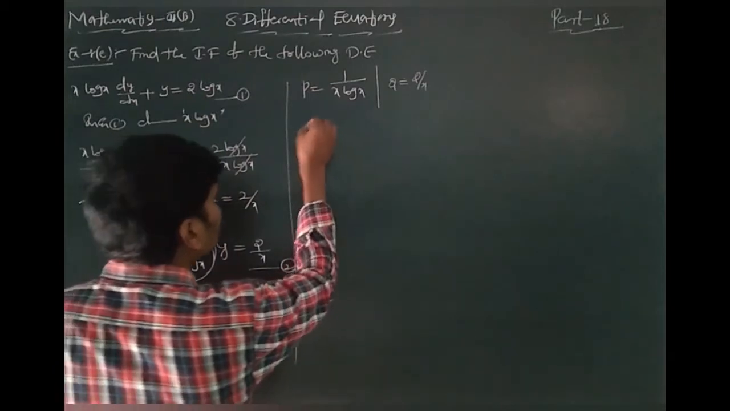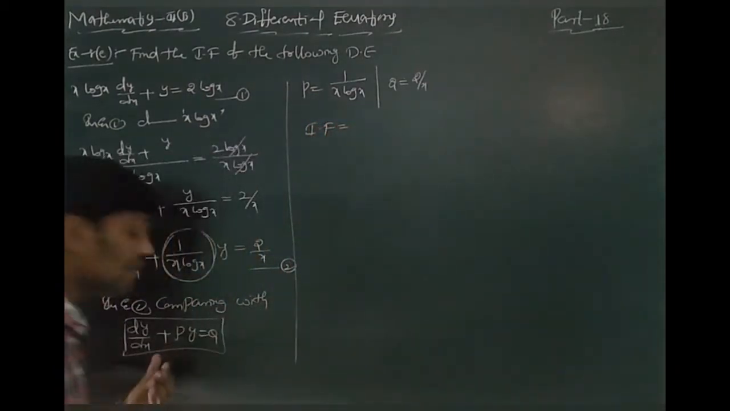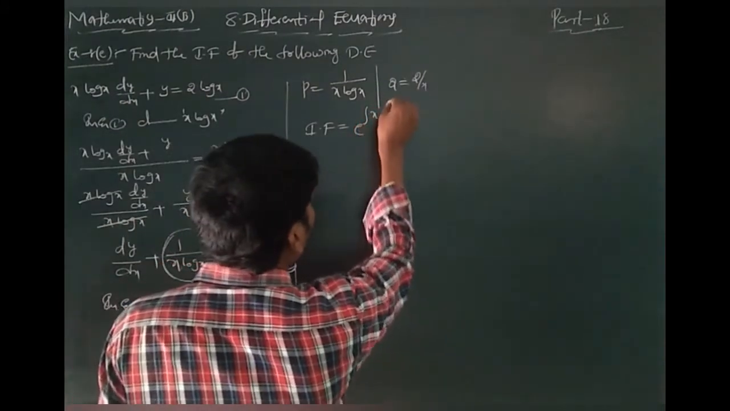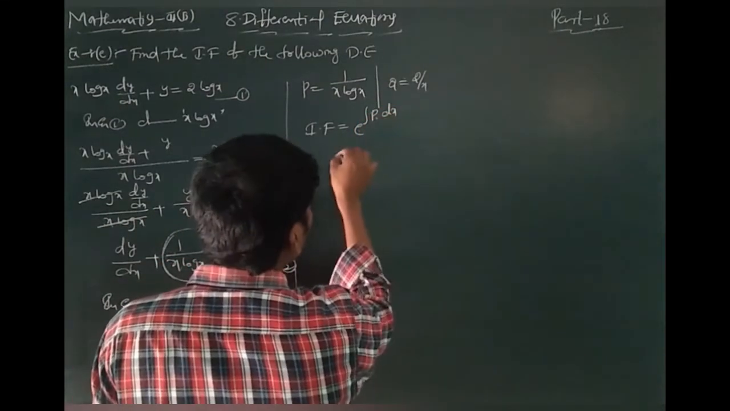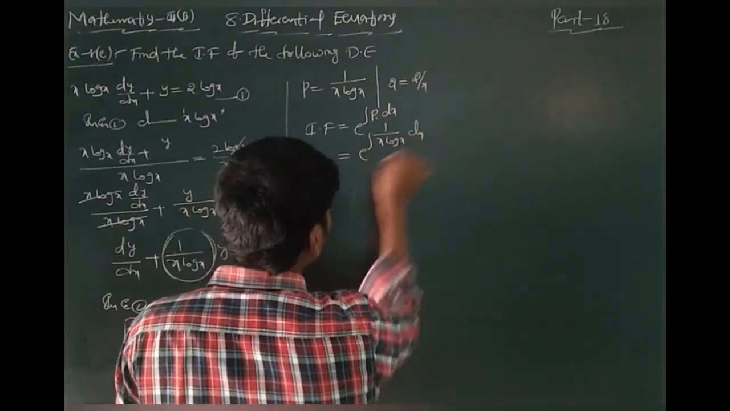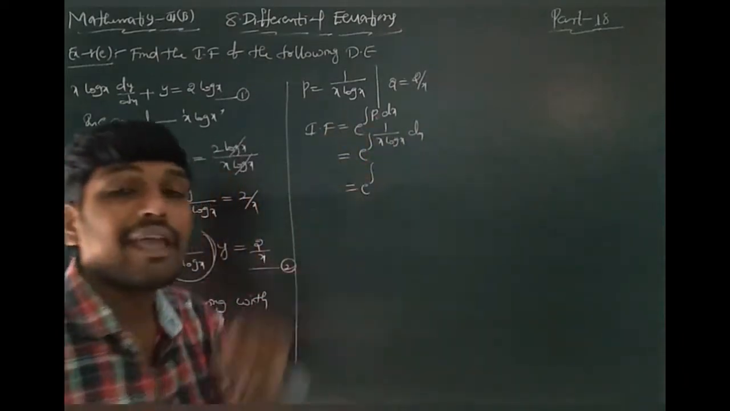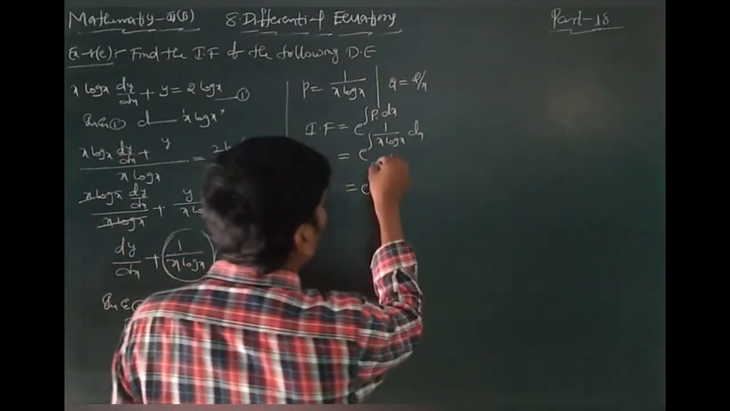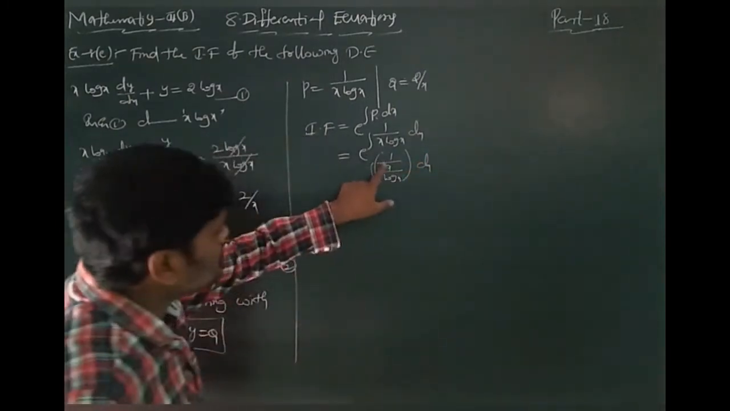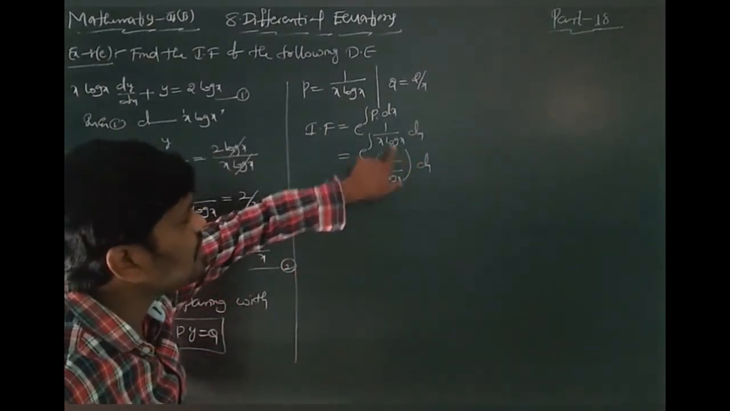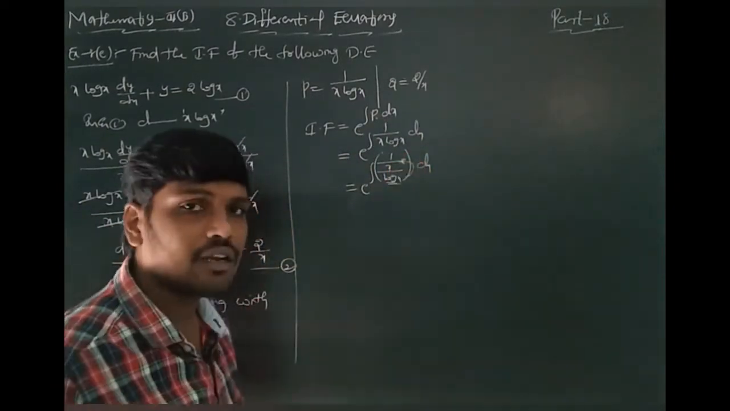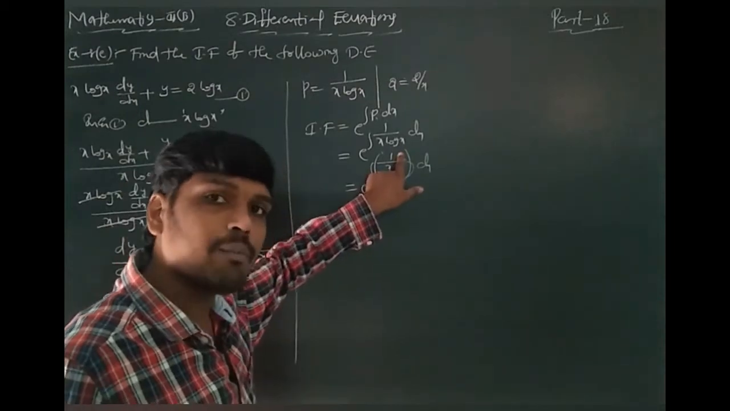What is the integrating factor in this form? IF equal to e power integral p dx. What is the value of p? The p value is 1 by x into log x into dx. You can write e power integral 1 by x into log x, you can write 1 by x by log x, all dx. Understood or not, friends? Here, in 1 by x by log x, the numerator is the derivative of the denominator, f of x. Log x derivative is what here? 1 by x is there.